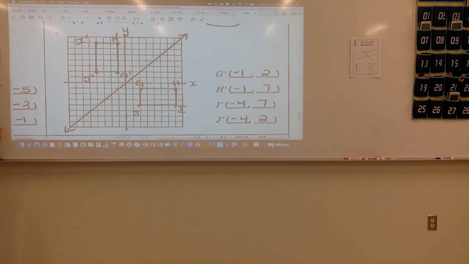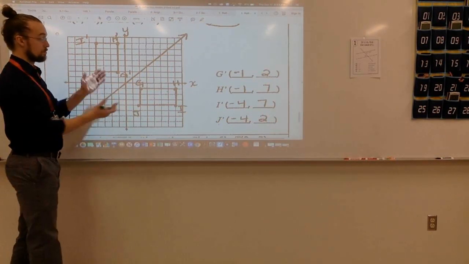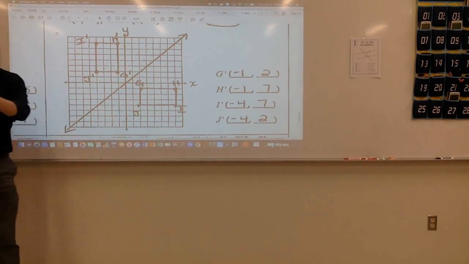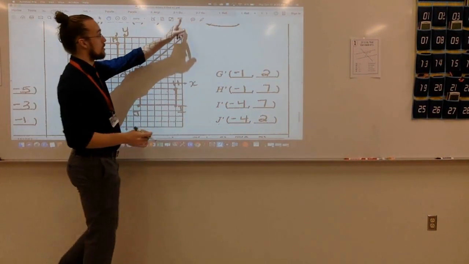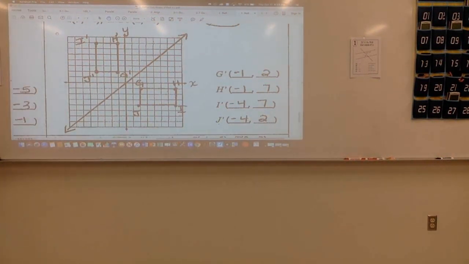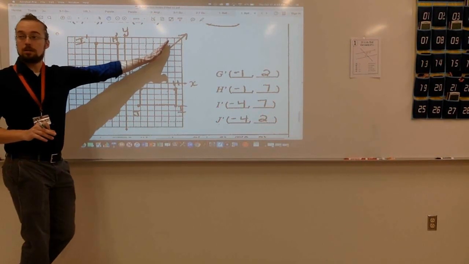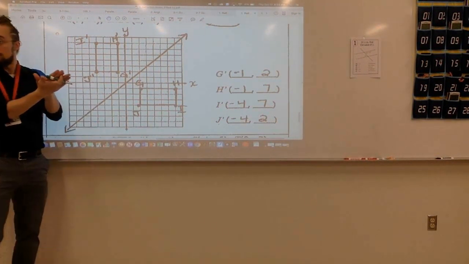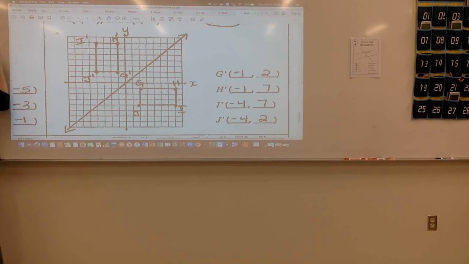And I mean, you can double check yourself two ways, right? You can literally fold your paper and make sure they match up, or you can make sure that the coordinates are just flipped. If you fold across this line, these will match up perfectly. Same thing with number 9. If you fold across the line y equals x, those two figures should match up perfectly.